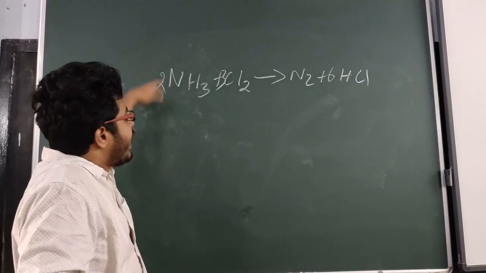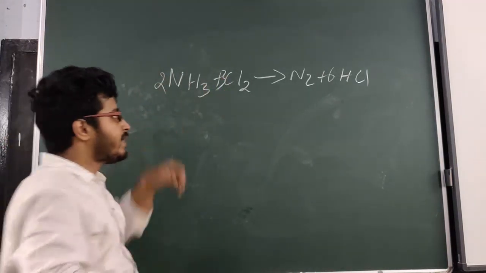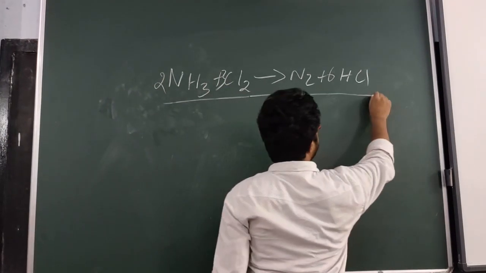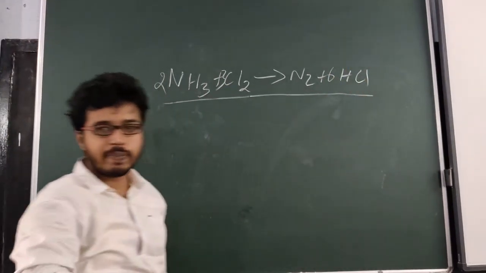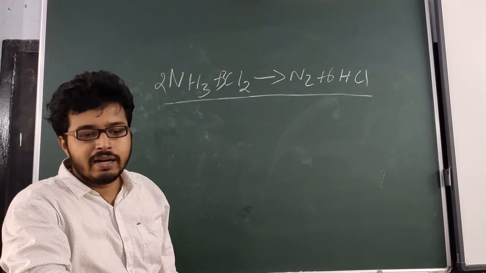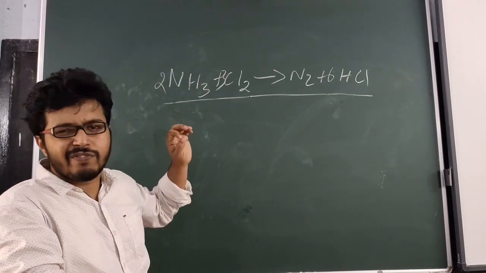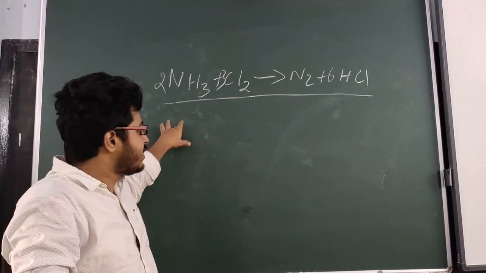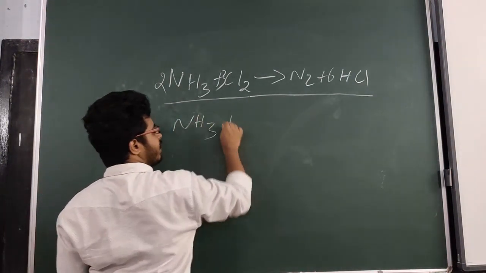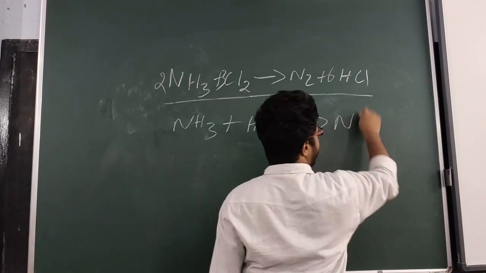If we have excess chlorine, there will be only one reaction, that is NH3 plus 3Cl2 gives N2 plus 6HCl, and the reaction stops there. And there is one more thing. If a little bit of excess NH3 is present, NH3 can also react with the HCl to form NH4Cl.